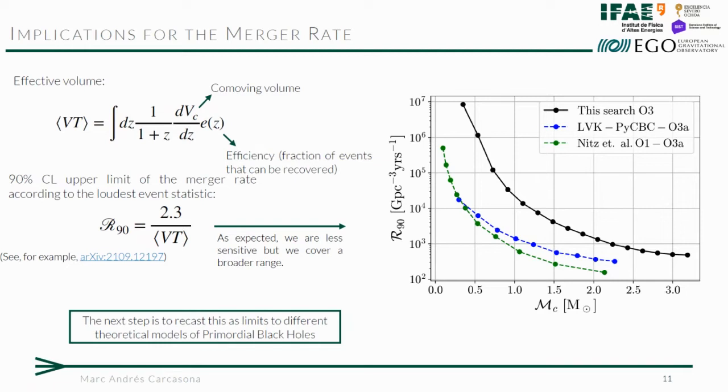So the next step that we are planning now is to try to recast these merger rates as different limits to theoretical models of primordial black holes. So for example, since we are covering this mass range, we can assume theoretical models of PBH and astrophysical black hole mergers. We can also try to target PBH and neutron star mergers, for example, because we also cover these heavier masses, between 1 and 2 solar masses more or less, where neutron stars are expected to be.